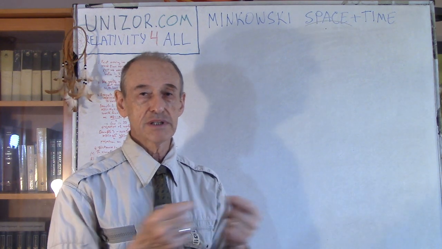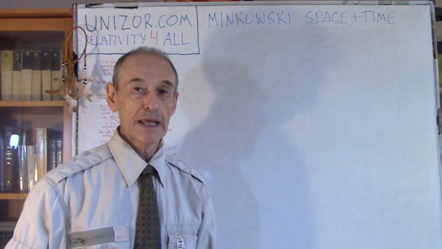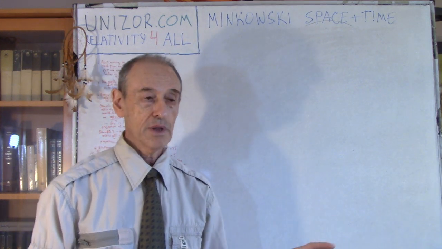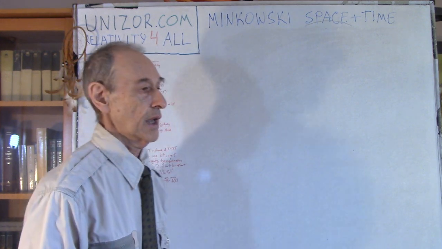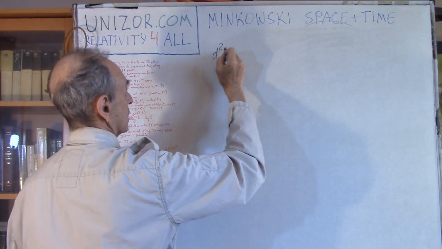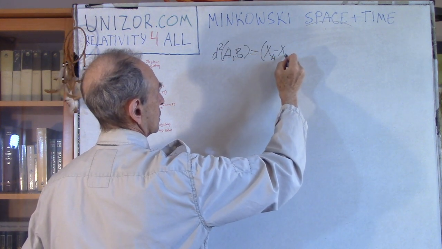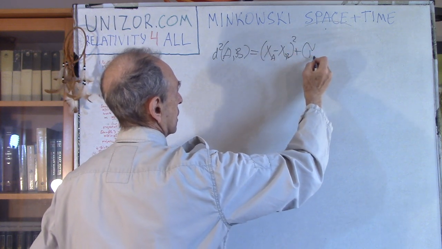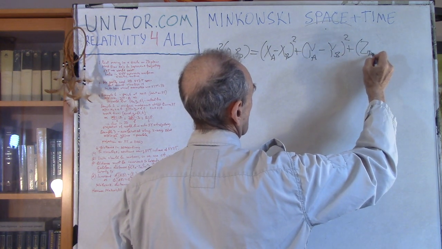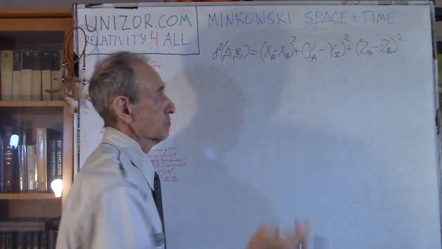Two points must have a distance between them. That's obvious. Well, in the Galilean approach, we're not considering time. Time is absolute. We have only our three-dimensional world, and we have Cartesian coordinates x, y, and z. Then the distance, the square root, between two points would be equal to the difference of x coordinates squared plus the difference between y coordinates squared plus the z difference squared. Well, a minus b or b minus a, it doesn't matter because it's a square.